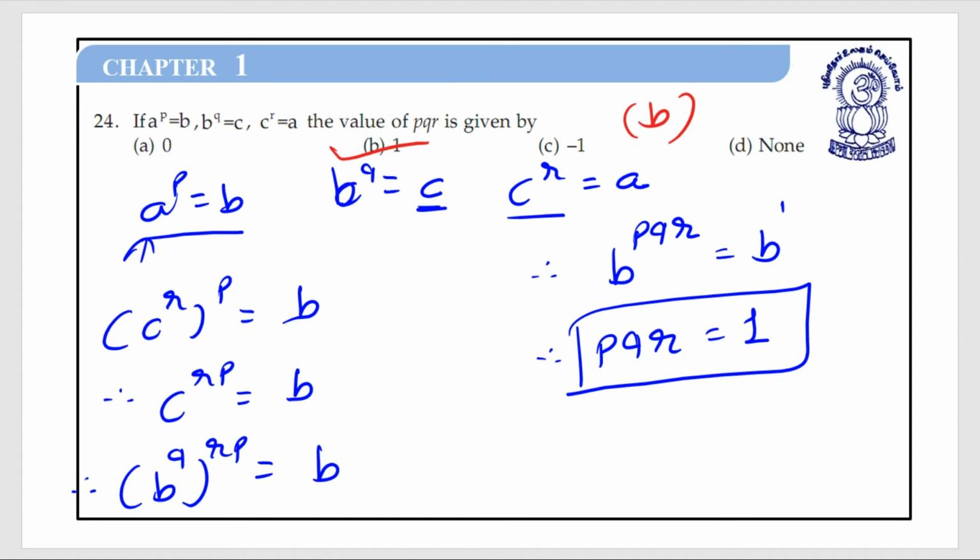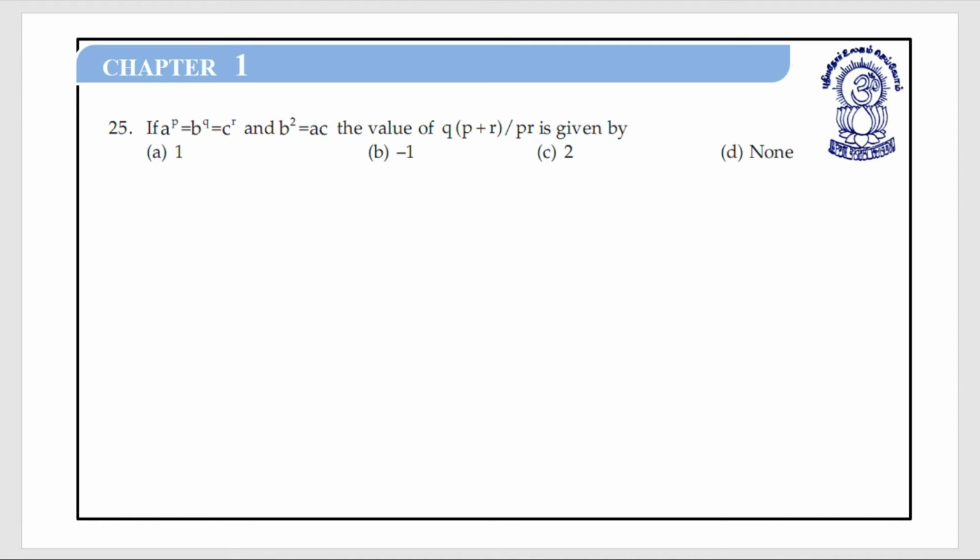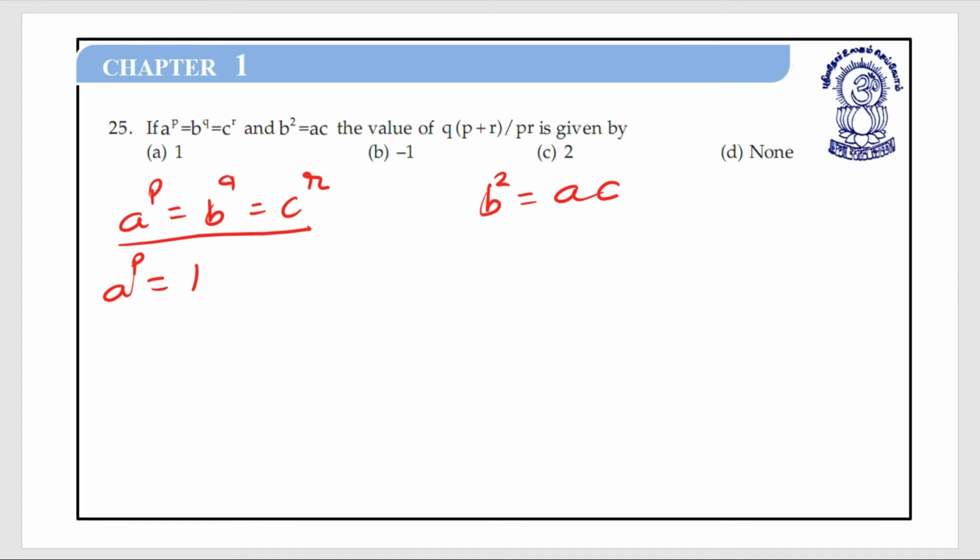Okay, now move to the next question, question number 25. If a raised to p is equal to b raised to q is equal to c raised to r and b square is equal to ac given, the value of q into p plus r upon pr is given by. So put this value into this, but first we consider a raised to p is equal to k. So a is equal to k raised to 1 by p. Same way b raised to q is equal to k. So b is equal to k raised to 1 by q.